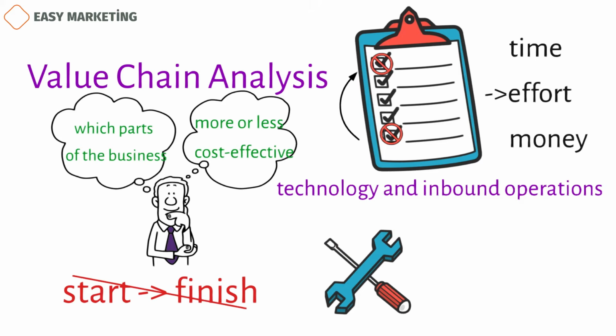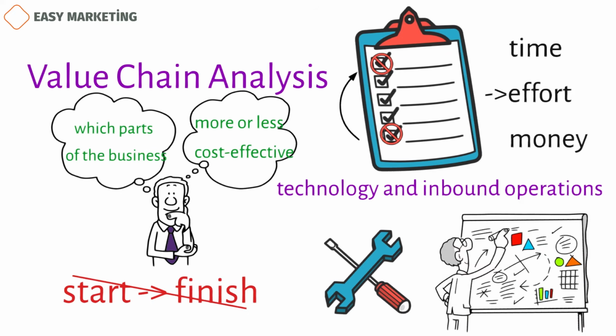Figure out what needs fixing. Think about patterns and trends in the different subtasks and how they are linked. Then look for places in the value chain where you can make changes.